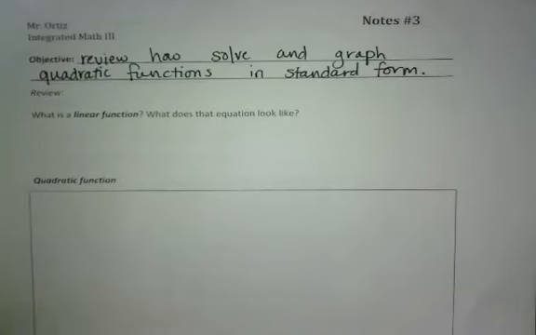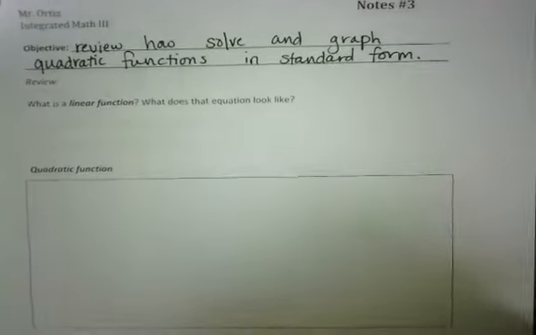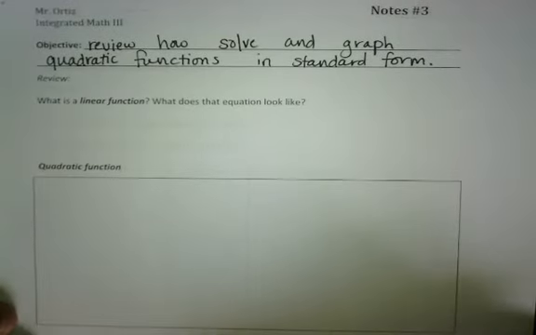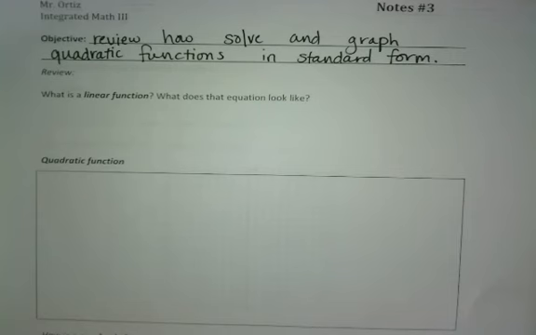We are going to review how to solve and graph quadratic functions in standard form. Okay, so this is stuff that you guys should have done with Ms. Smith, and I just want to make sure that we are all on the same page when we start working on this topic. Okay, so what is a quadratic function? Feel free to talk out loud or put it in the chat.